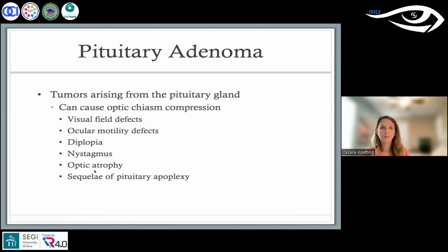With a pituitary adenoma, these are pituitaries that cause that very specific bitemporal or something that's compressing right above the optic chiasm. And when it compresses that, we can start to get visual field defects. You can actually get motility defects. A lot of times when pituitary is involved, we'll get multiple cranial nerve palsies, meaning that multiple nerves will be unfunctioning at the same time. They'll get diplopia, nystagmus, can get optic nerve atrophy long-term.